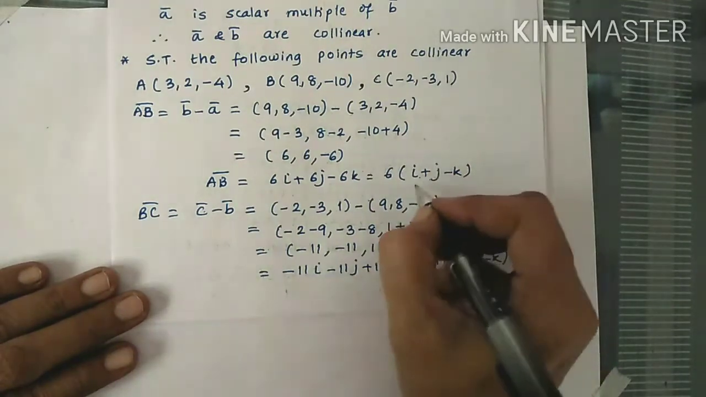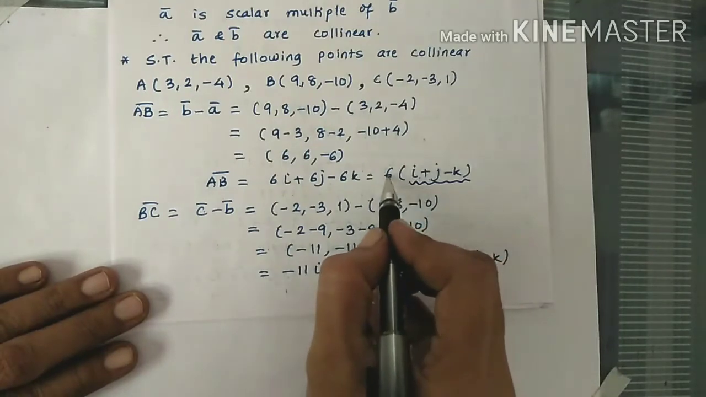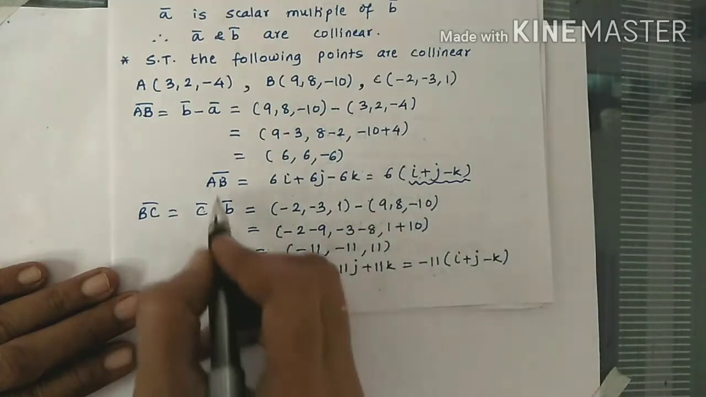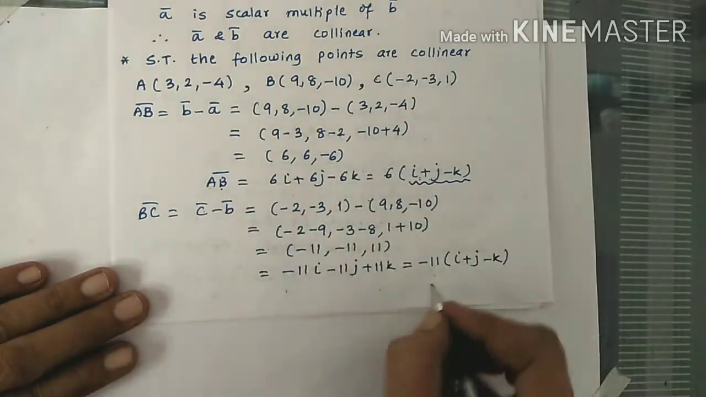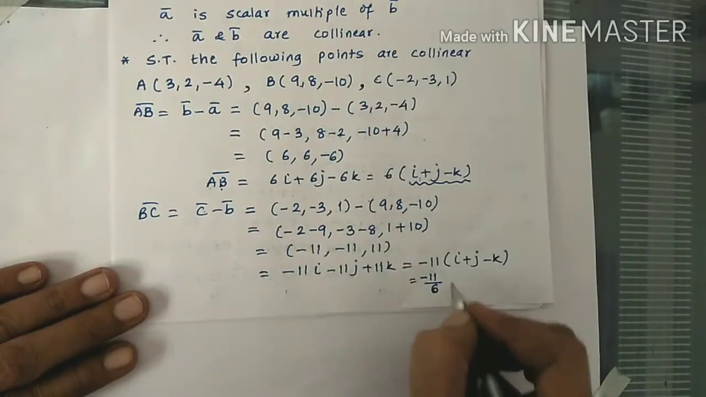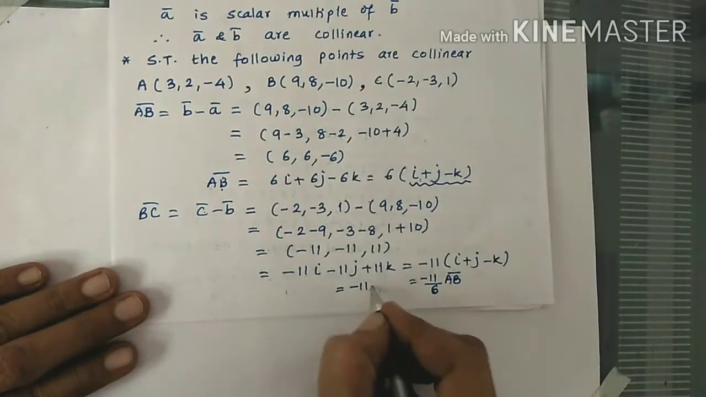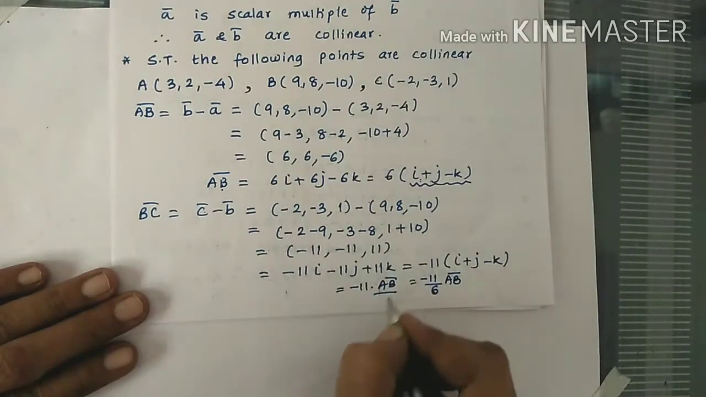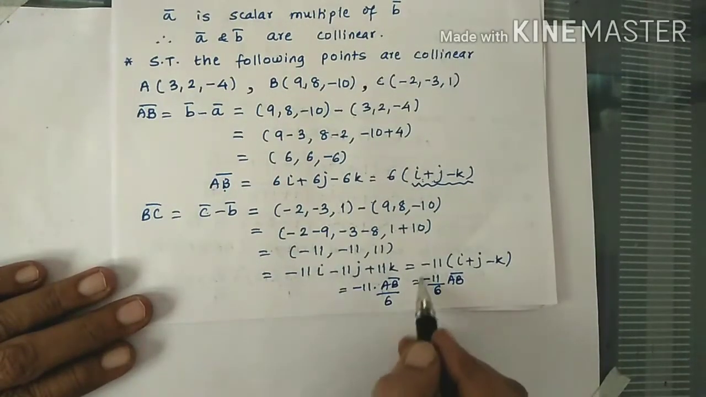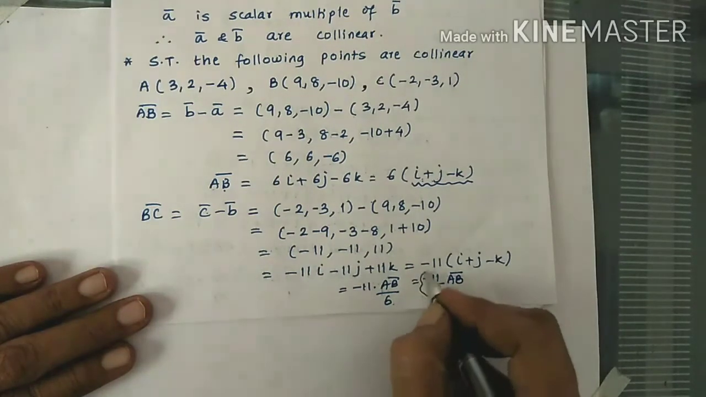So this part now, i plus j minus k. To convert it into AB bar, let's divide both sides by 6. Dividing by 6 here, this bracket is now AB bar upon 6. So this becomes minus 11 upon 6 AB bar. So this is minus 11 into AB bar upon 6. Here I have written the scalar part as one term, minus 11 by 6, as it is a scalar.